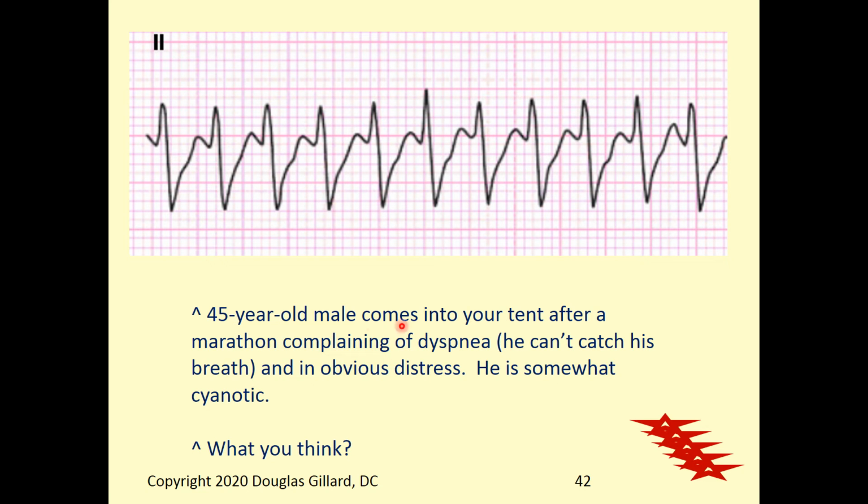So a 45-year-old comes into your tent after a marathon, can't catch his breath. You run an EKG tracing. What do you think of this? Whoa, right? The axis is screwed up for sure, right? We won't even get into that. We almost got a biphasic on a limb lead too. But nevertheless, that's way bigger than 2.5. That's not even the whole part of it there.